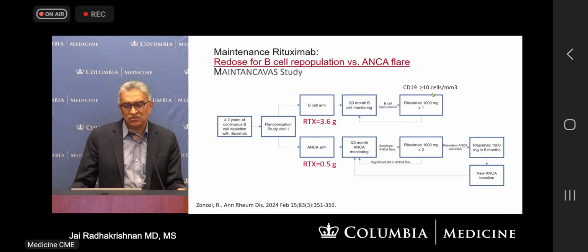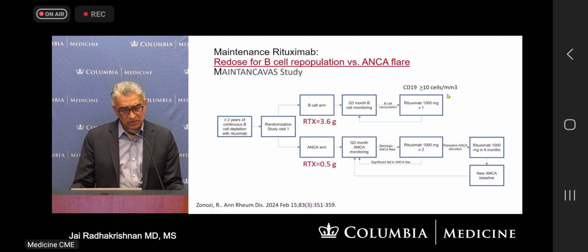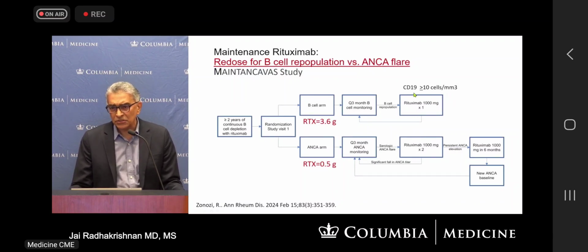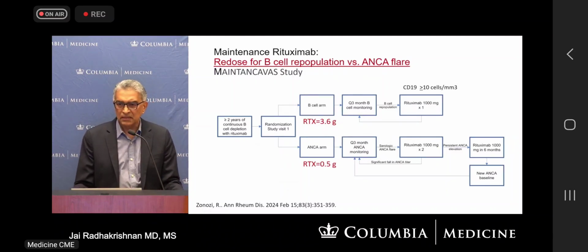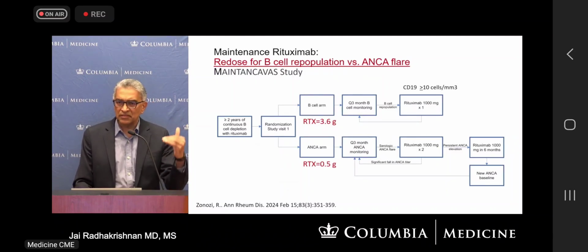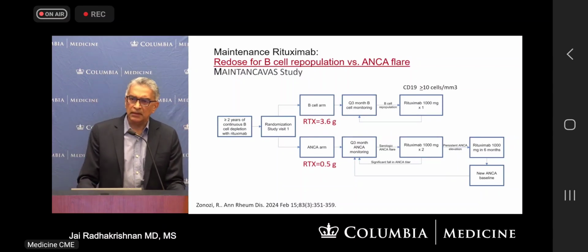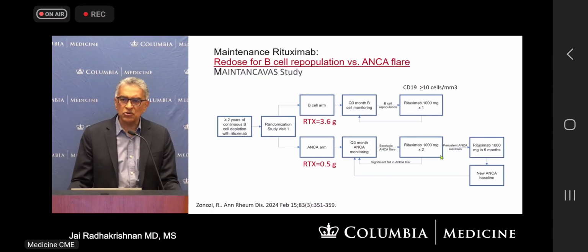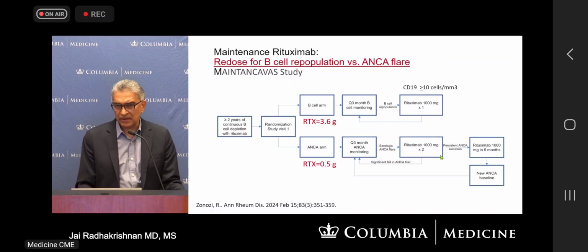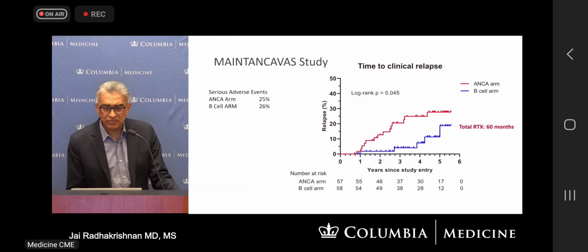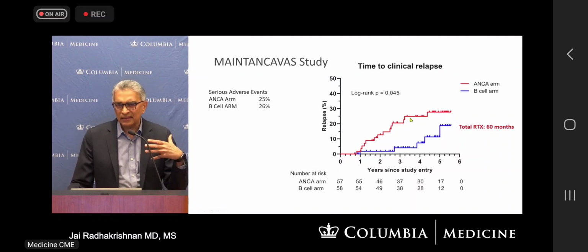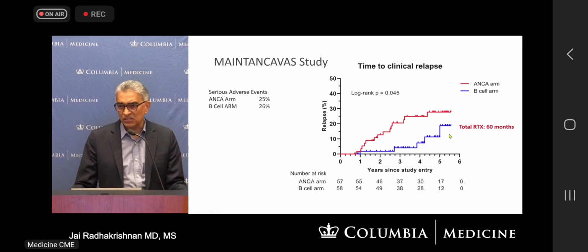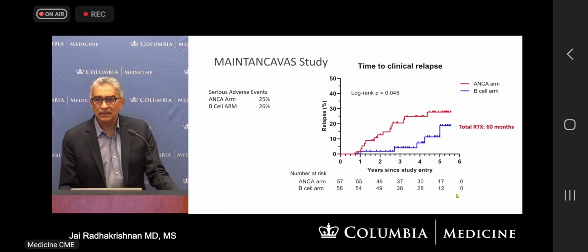They used a threshold of 10 cells per millimeter cubed for reconstitution, and ANCA flare, as discussed, this study has its own criteria as well. At the time of emergence of either, you'll get a gram of rituximab for the reconstitution group, and two doses of rituximab, 1,000 milligrams, for the ANCA flare group. And you can see from the data that if you wait for an ANCA flare, they do much worse in terms of relapse rates. But if you control the B cells, they do much better.